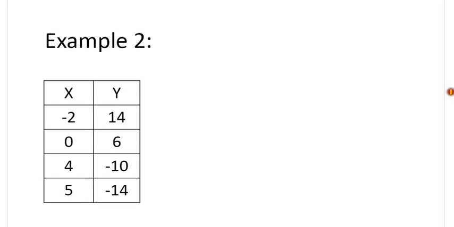Now let's take a look at example 2. In your notebook, you're writing down example 2, and you're also writing down the table. If you need more time to do that, go ahead and pause the video. Again, you'll see the steps that I used to solve this. Go back to knowing y equals mx plus b, the slope-intercept form of the equation.